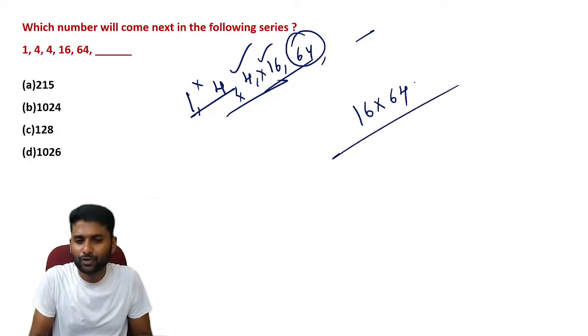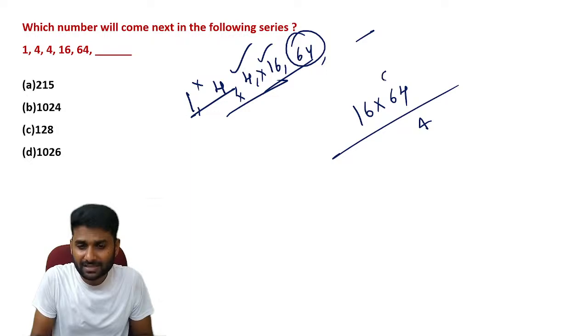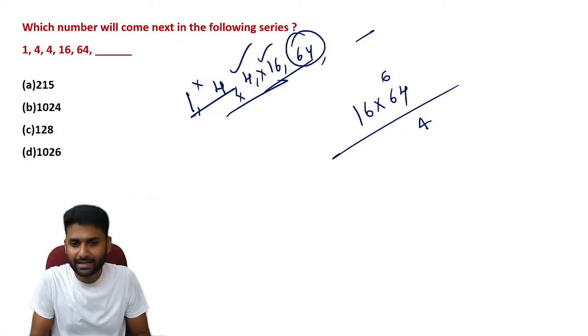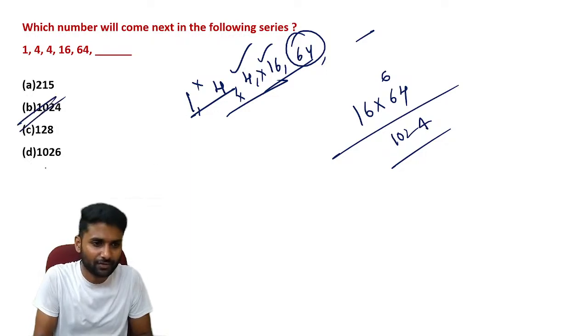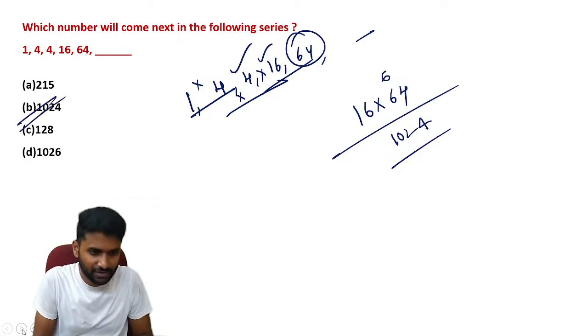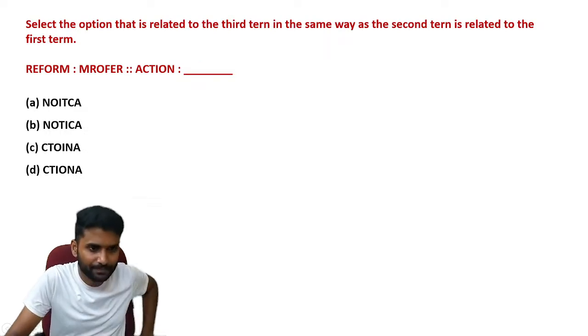Now 16 into 4 is exactly equal to 64. 6 is carried over. 16 into 6 is 96. 96 plus 6 is equal to 102. So the answer is 1024. 1024 is the correct answer. Next one. Again, an analogy related question.